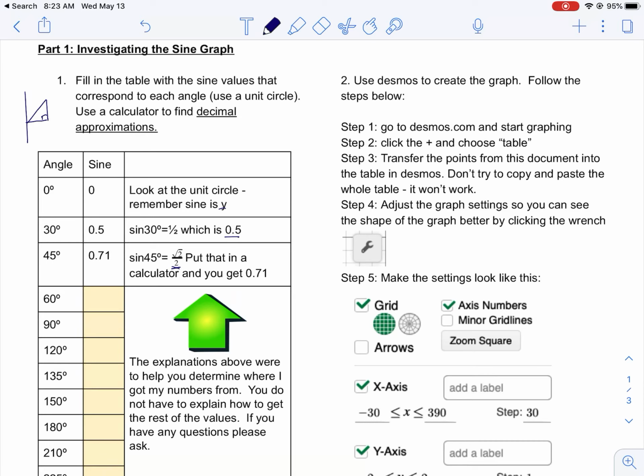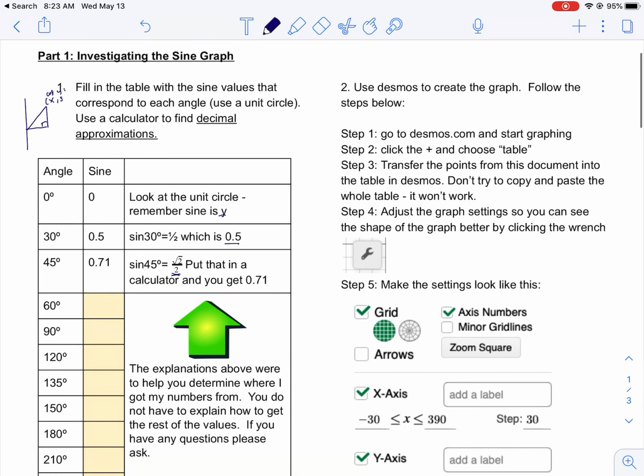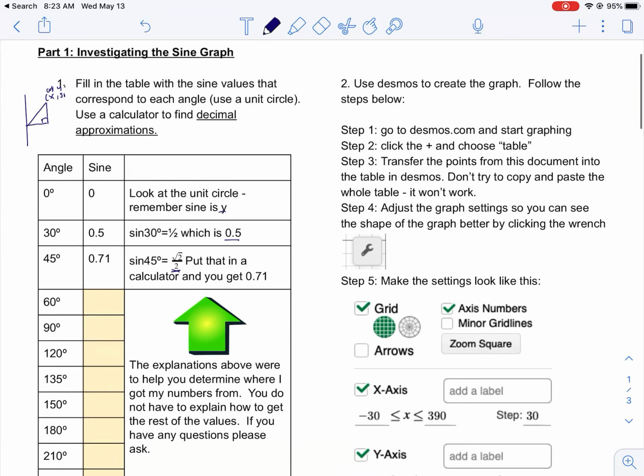And we learned that at certain degrees, the x value is the cosine, and the y value is the sine for that point. Okay? So the y is the sine. Let me actually write that. There you go.